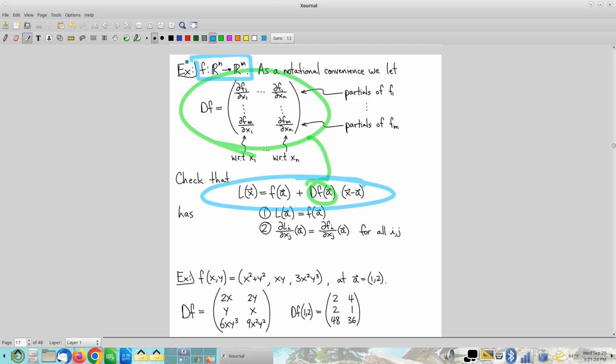Reminder why we like this formula, or why this is the right formula. It's because this is the formula that agrees with f in both value at A and all the partial derivatives at A. And very importantly, these are the partial derivatives of all of the various different output components with respect to all of the various different input components, right? And that's why the matrix has to be written exactly in this form, and be careful not to accidentally switch the rows and the columns. It's a surprisingly easy thing to accidentally do.